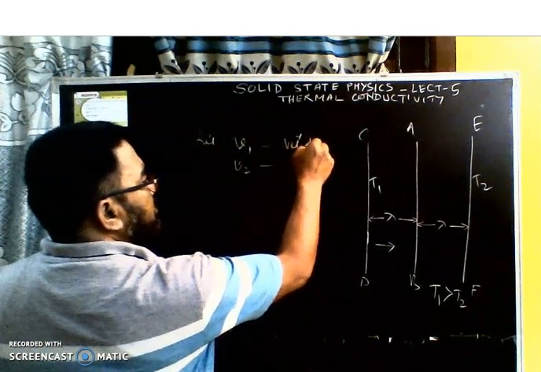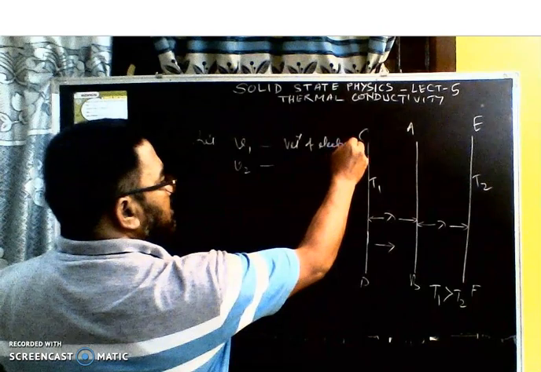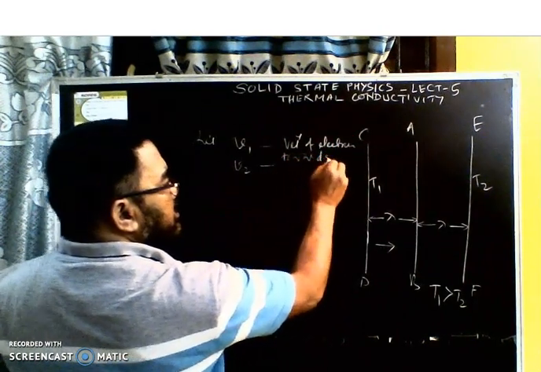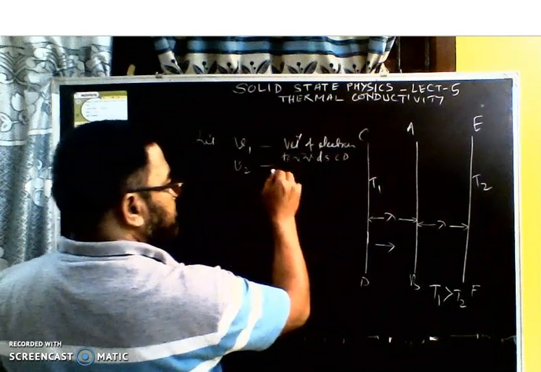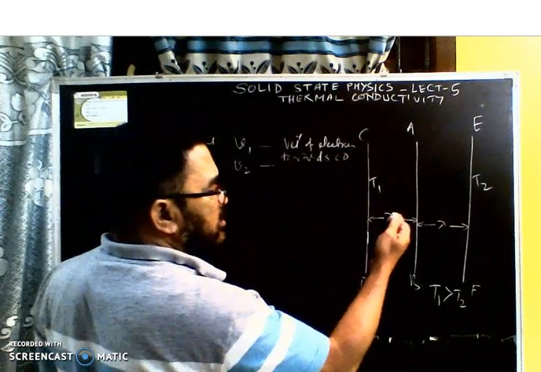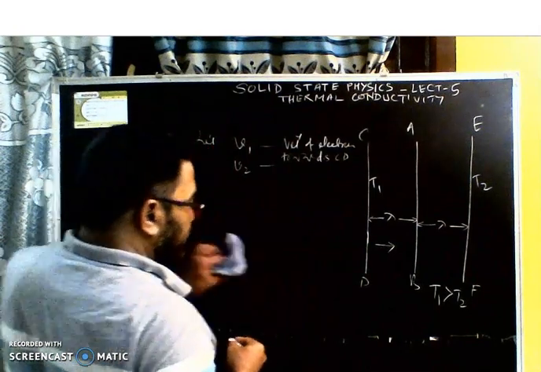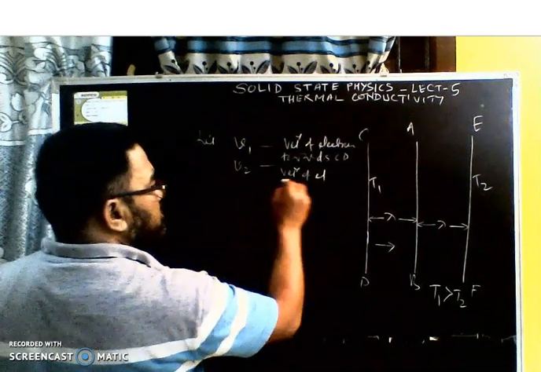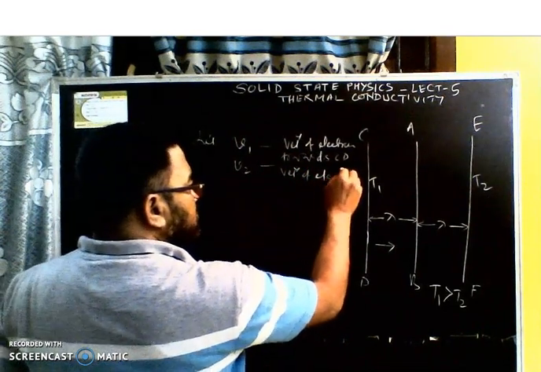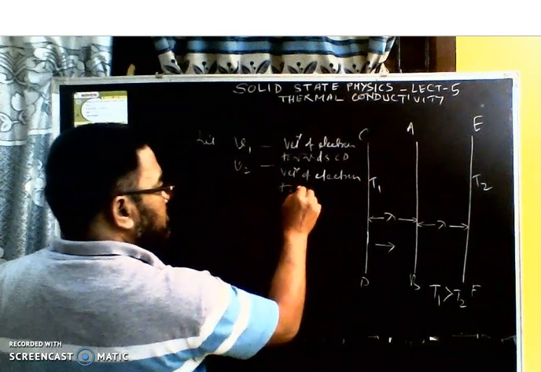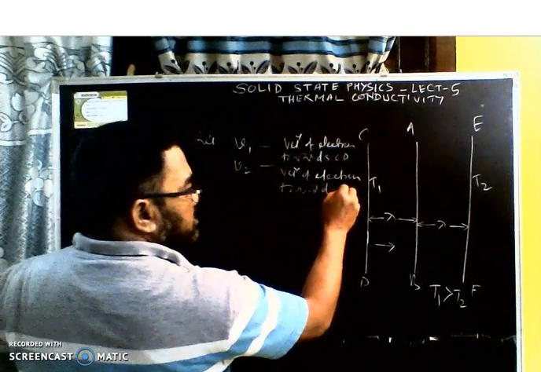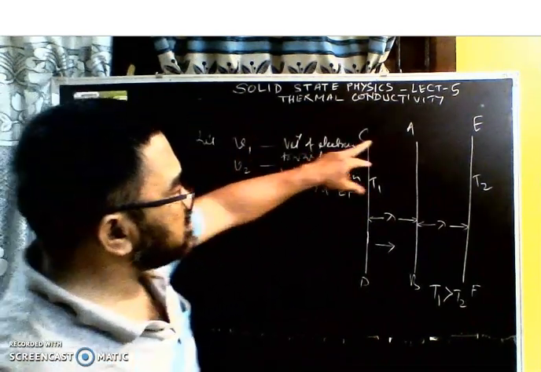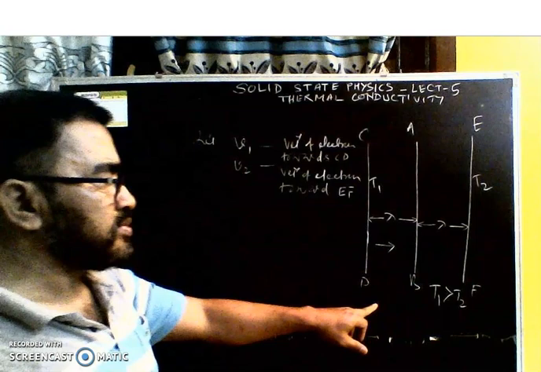Velocity of electron towards CD. CD follows the hot electrons, and the velocity of electrons V2 is the velocity of electrons towards EF. These are the velocities of electrons of the conductor AB.